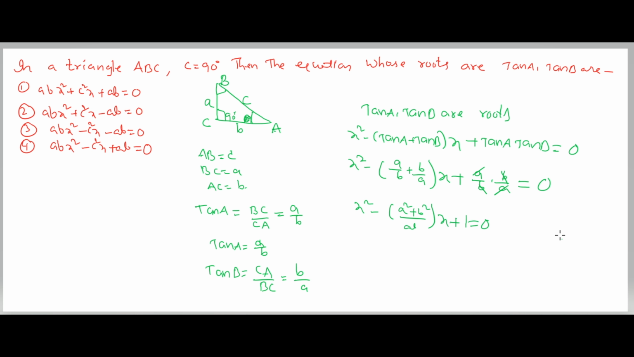Given triangle ABC is a right angle triangle. Applying Pythagoras theorem, that is BA square is equal to AC square plus BC square, that is c square is equal to a square plus b square. The a square plus b square value is c square. Substituting in this, x square minus c square by ab into x plus 1 is equal to 0. Take LCM, that is ab into x square minus c square into x plus ab is equal to 0.